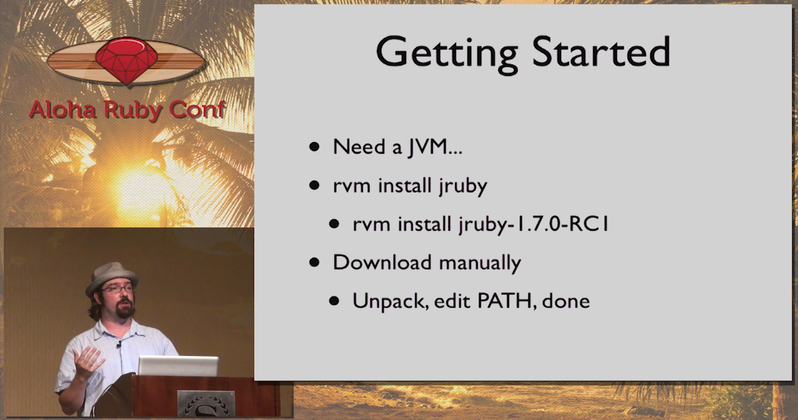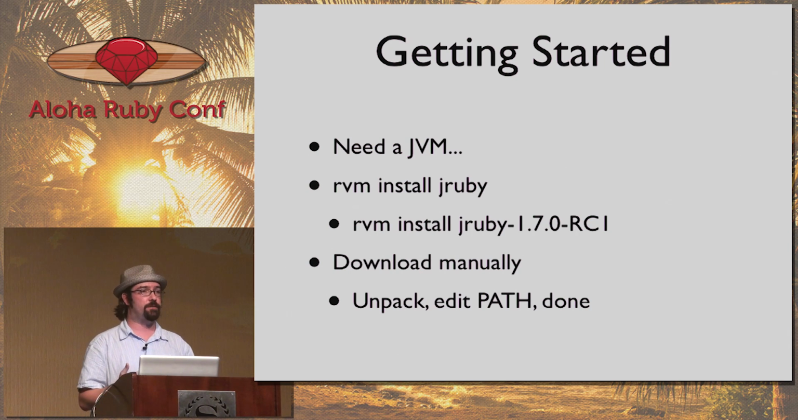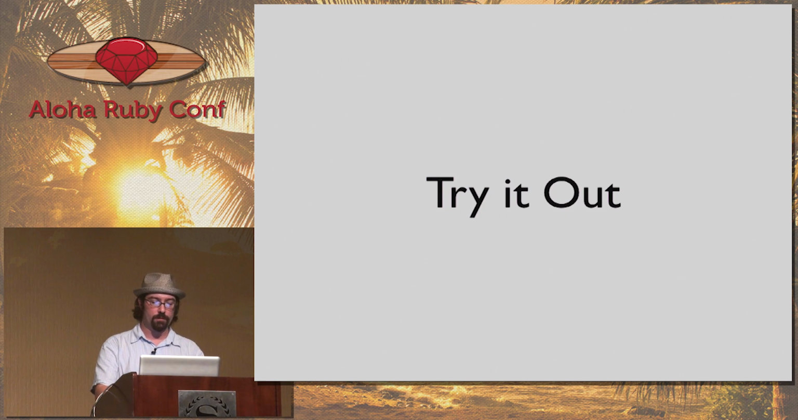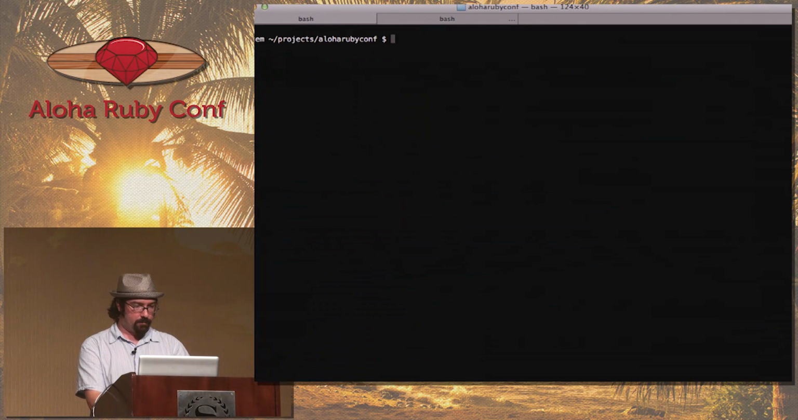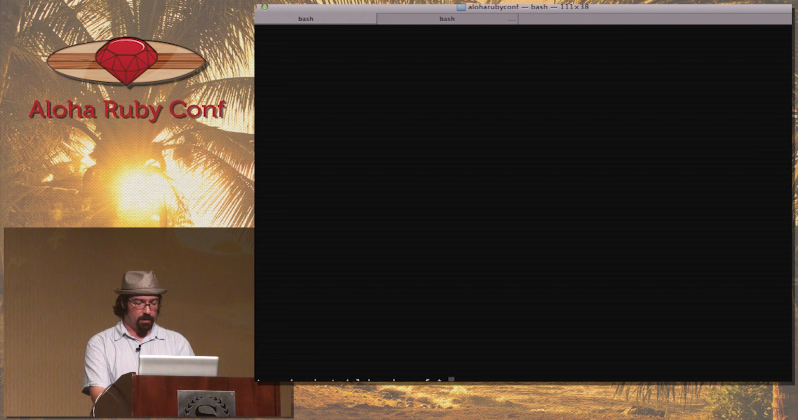Or you can pretty much just download it manually. There's no build process involved. All the native bits we've pre-built for almost a dozen platforms. So download a tarball, unpack it, put it in your path, and you're ready to go. You've got JRuby running. So let's see what running JRuby looks like. I've got a basic command line here. I'm going to run my favorite little benchmark, which generates a little Julia set fractal.